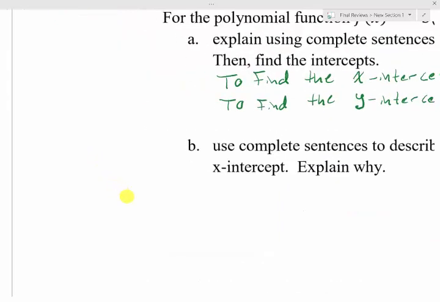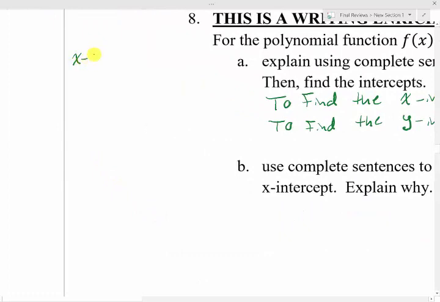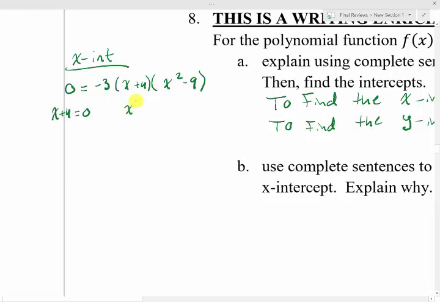Alright, so let's go ahead and find our x-intercepts and our y-intercept. I'm going to do this over here. So 0 equals negative 3 times (x plus 4) times (x squared minus 9). And we're going to use our zero factor property. So x plus 4 equals 0, and x squared minus 9 equals 0. So x equals negative 4. And then x equals plus or minus 3. So x equals positive 3, and x equals negative 3.